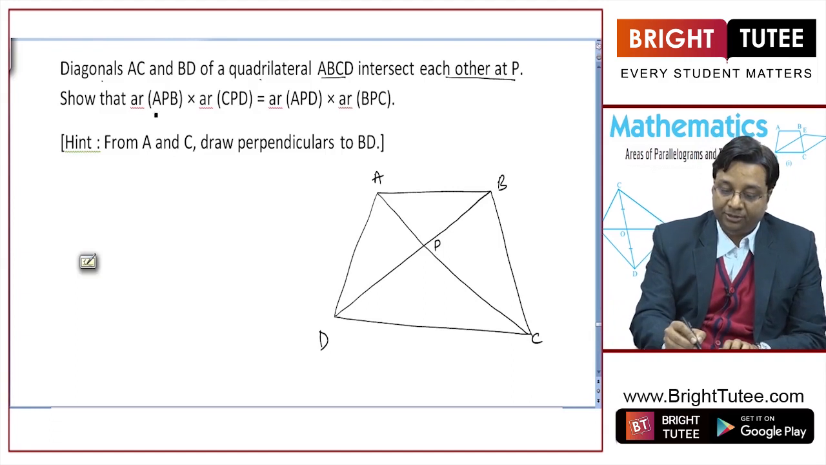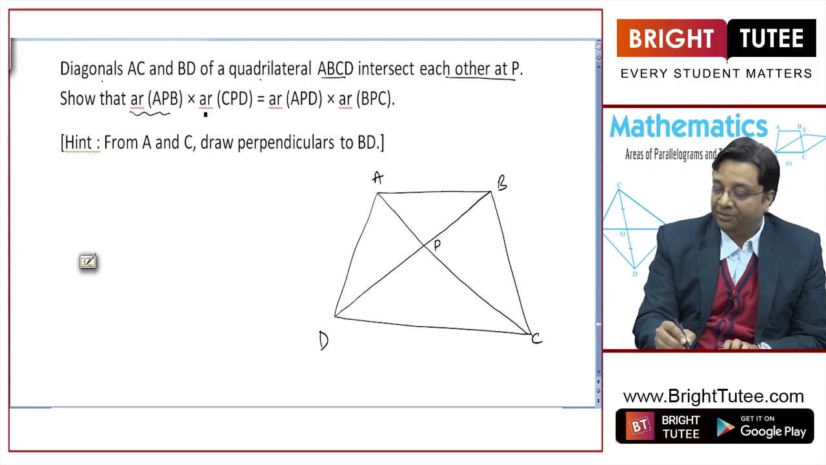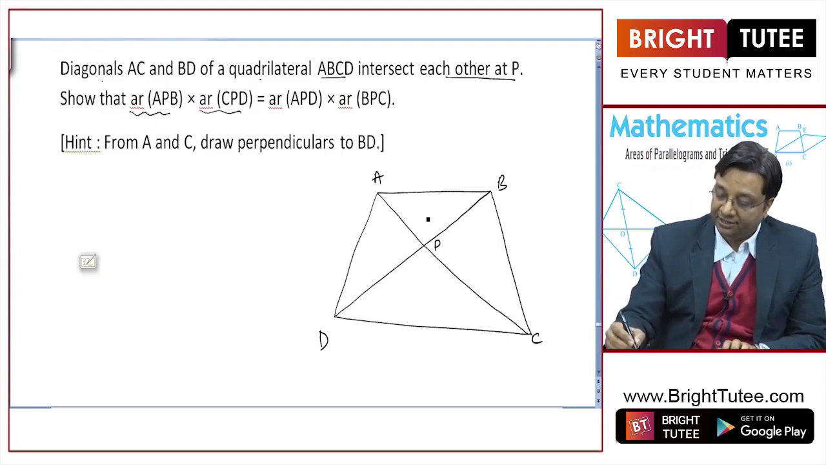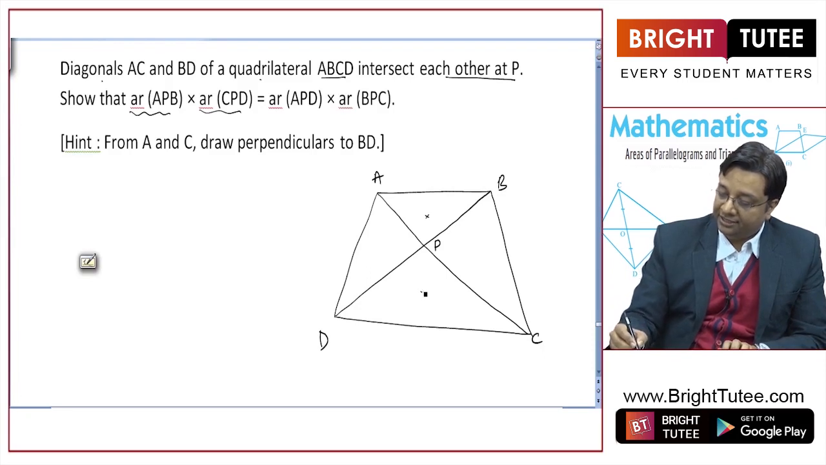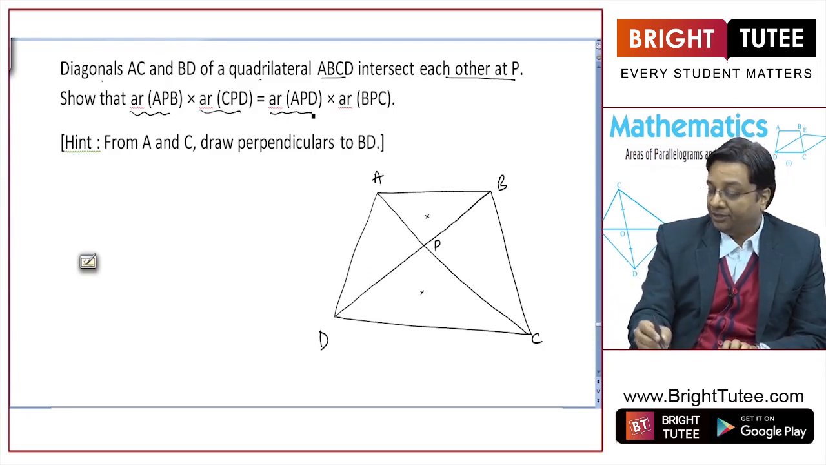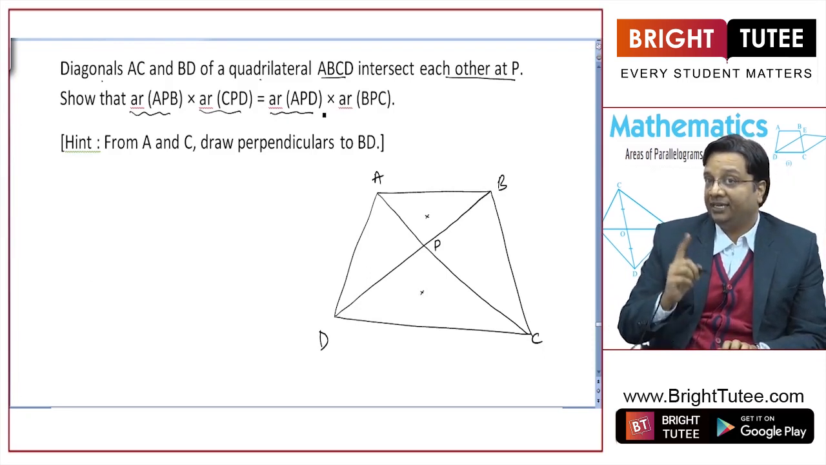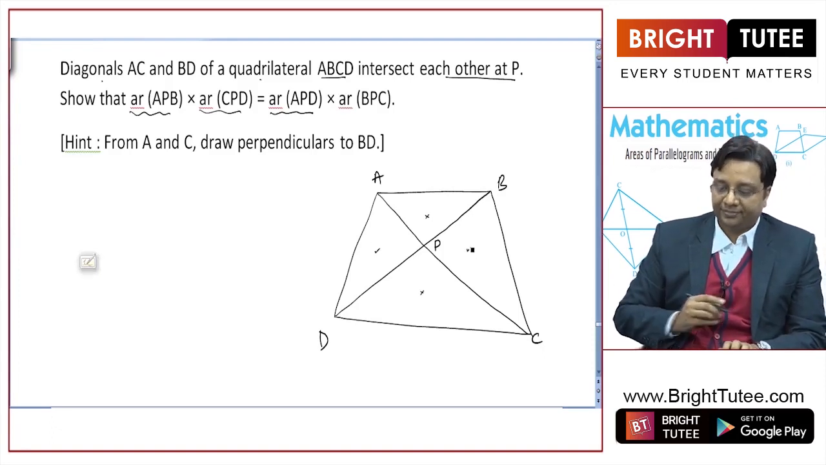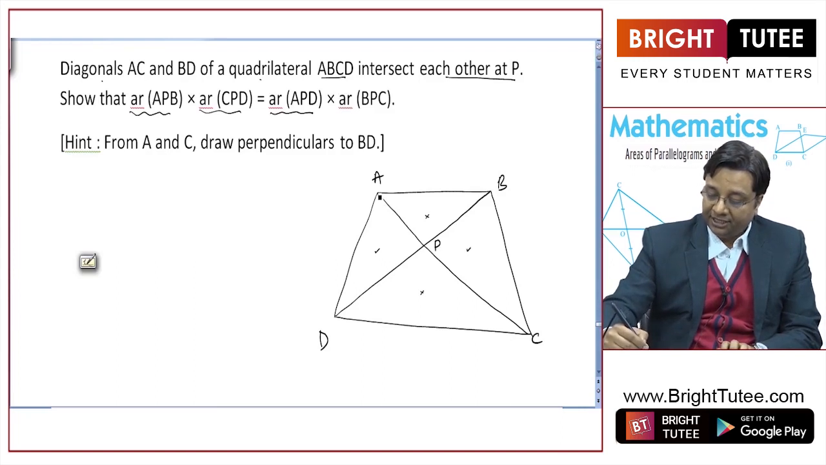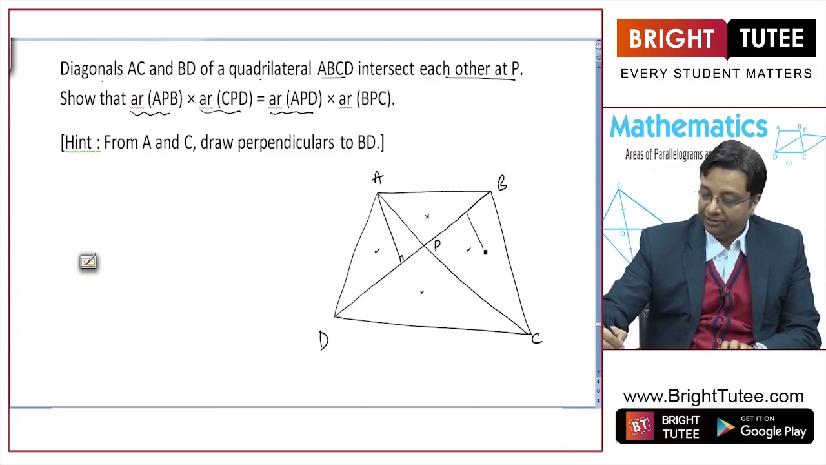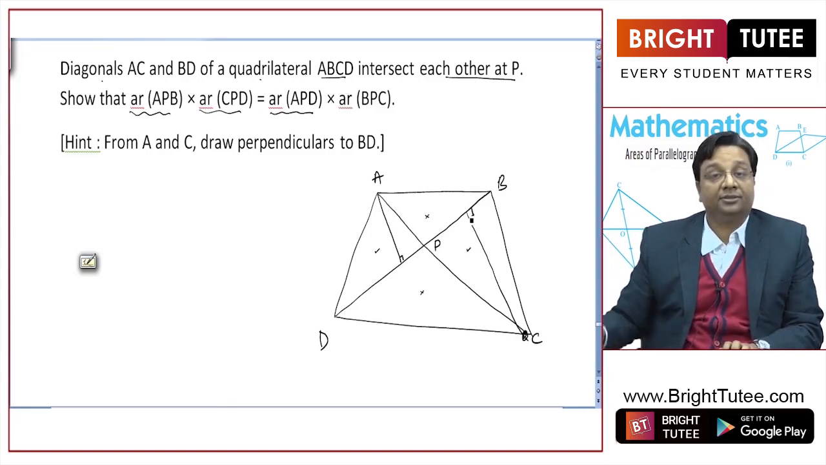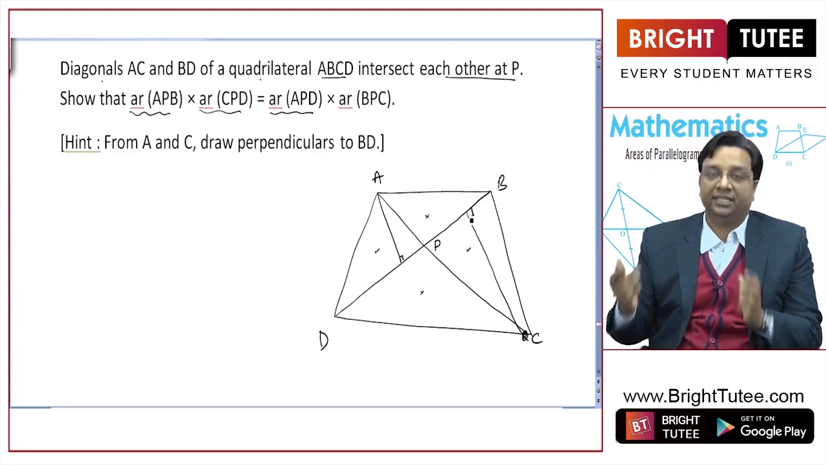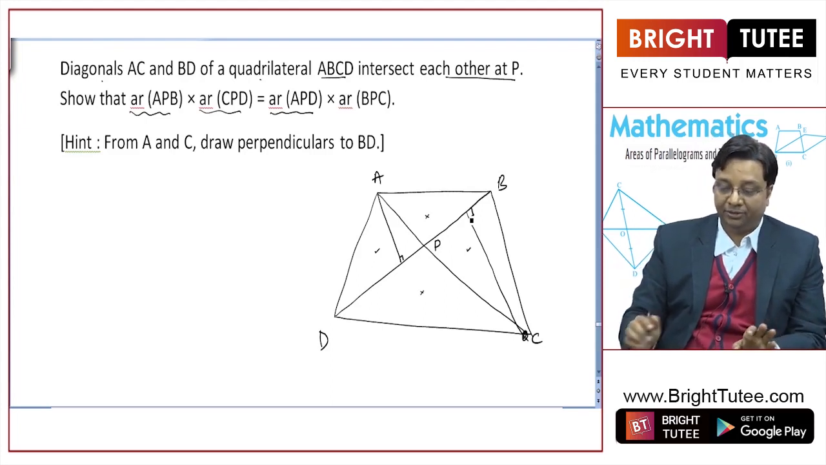Okay, and we need to show that the product of areas of APB and CPD, that is the product of this area and this area, is equal to the product of areas of APD and BPC, that is this area and this area. So the simplest way to do it is to drop a perpendicular here and drop another perpendicular on this side. Why do we require to drop perpendiculars? To calculate the respective areas that we want to calculate.